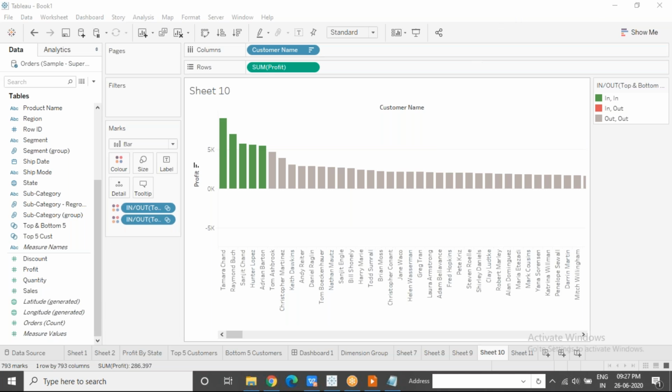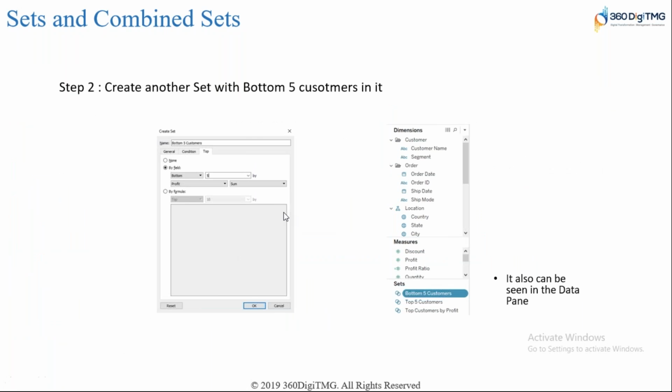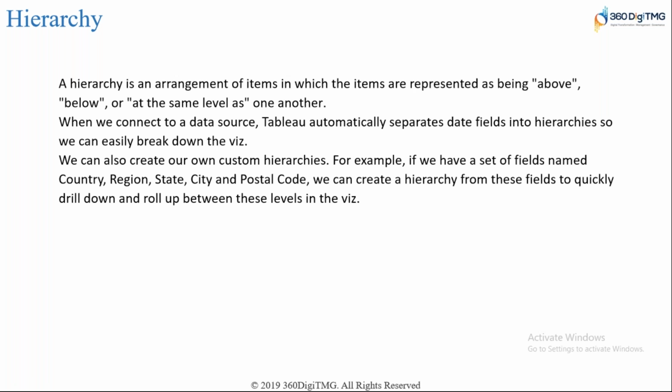All right, so now let us proceed to the next concept. Hierarchy. Hierarchy is an arrangement, right? It's an arrangement of items like the organizational hierarchy, top level management, middle level management, and the lower level management, and then the workforce, that kind of thing, that pyramid kind of structure.